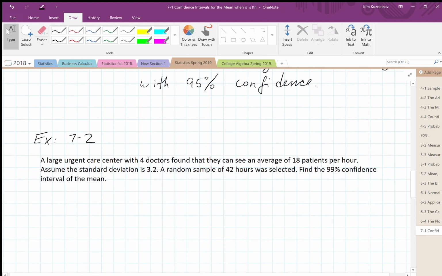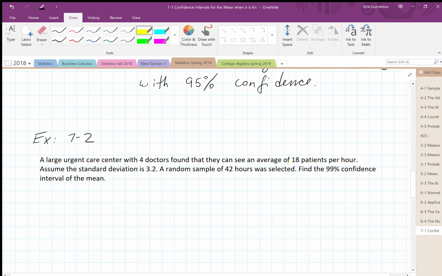A large urgent care center with 4 doctors found that they can see an average of 18 patients per hour. Assume the standard deviation is 3.2. A random sample of 42 hours was selected. Find the 99% confidence interval of the mean. So what you need to do is you need to highlight things first. The fact that it's 4 doctors does not come into play.